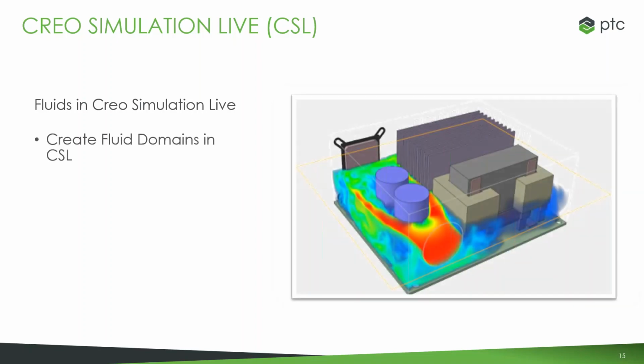So you just create the fluid domain, and then you can show it. Just like the other analysis types, this is right on your model, updates in real time. You can see here that this is an example of that fluid flow. You can see where the velocity maybe is stagnant in some areas and the high points.